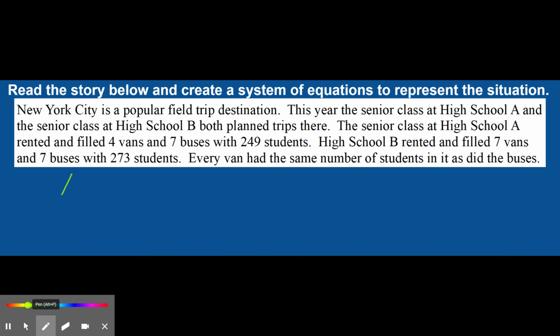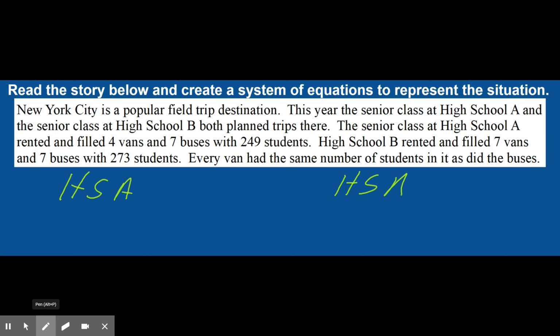So first, I have to identify you're dealing with two different separate equations, right? You've got High School A and High School B. So High School A, it tells us, rented and filled 4 vans. I'm going to use the variable V since it represents vans very easily, and 7 buses. And they were able to carry a total of 249 students.